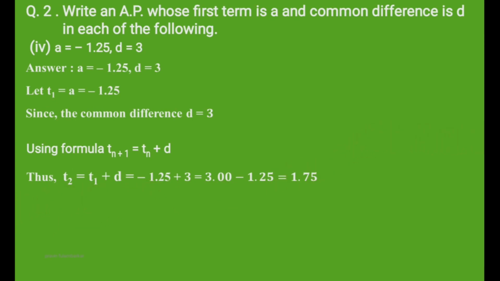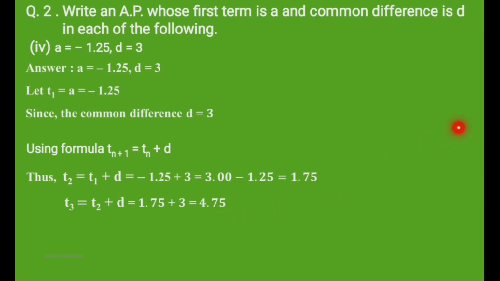Now we have to find the third term. So we write here T3 is equals to T2 plus d. Now T2 is 1.75, which we calculate here, and d is 3. So we get here 3 plus 1, that is 4.75. So the value of third term is 4.75.